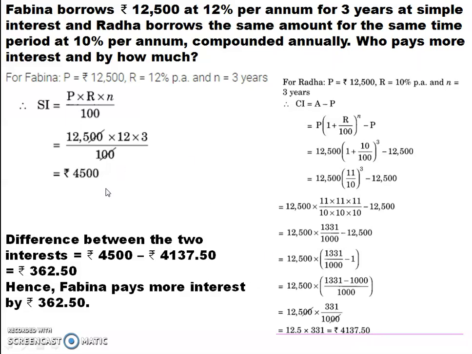So which is greater? Febina's interest is greater. By how much? You will subtract 4,500 minus 4,137.50. It is 362.50. Students, do it clearly in your notebook.